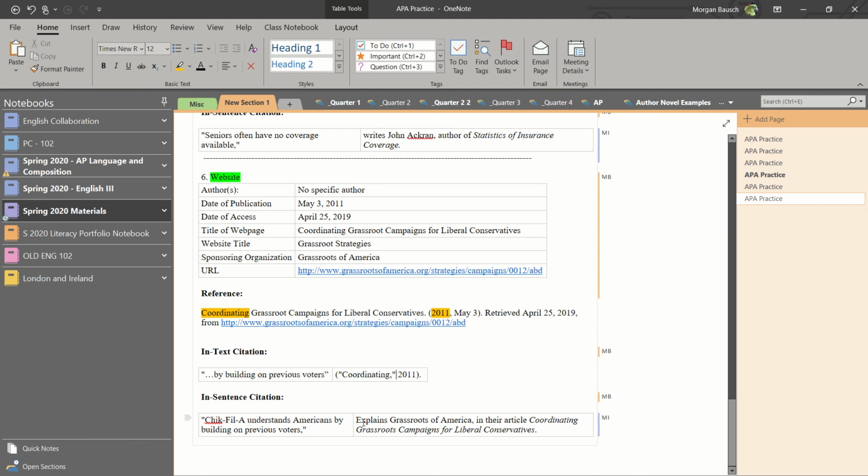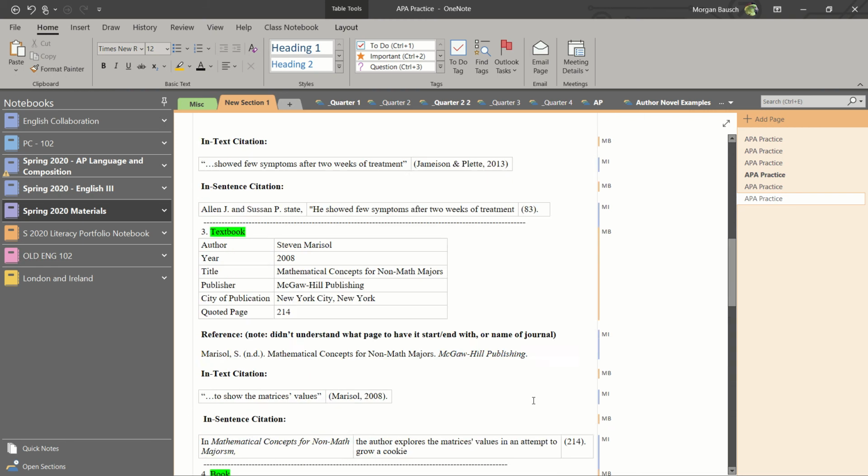Down here we have explains, make sure you lowercase that. Grassroots of America in their article. Well, this article is not in quotation marks. Because you know it is an article, it is going to have, or not quotation marks, italics, it is going to have quotation marks around it, but you still need the year. The year in this case is 2011. And there you have it. So that's what it's going to look like for each one of these.